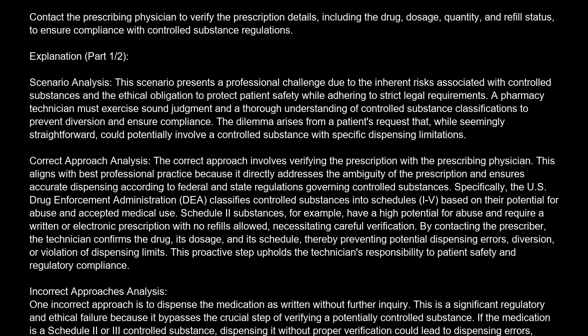This aligns with best professional practice because it directly addresses the ambiguity of the prescription and ensures accurate dispensing according to federal and state regulations governing controlled substances. Specifically, the U.S. Drug Enforcement Administration, DEA, classifies controlled substances into schedules, I-V, based on their potential for abuse and accepted medical use. Schedule II substances, for example, have a high potential for abuse and require a written or electronic prescription with no refills allowed, necessitating careful verification.